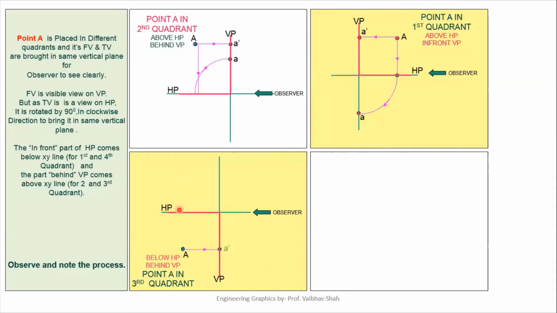Now, if we take the top view from this direction, we'll have the top view somewhere here on the line. So let us define the top view on this line. This will be your point A. Now we know that we'll be rotating this horizontal plane by 90 degrees in clockwise direction. We will have this point A on this line somewhere here. Let us rotate this plane by 90 degrees and try to get this point A. So this is your point A. As you can see, for a third quadrant point, we'll have its top view above your XY line and front view below your XY line.